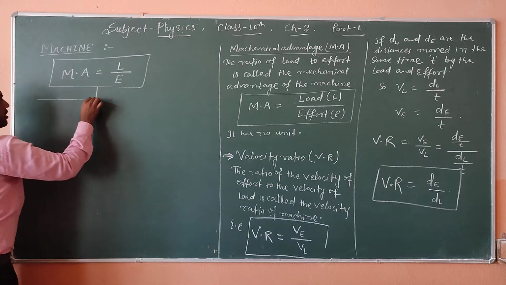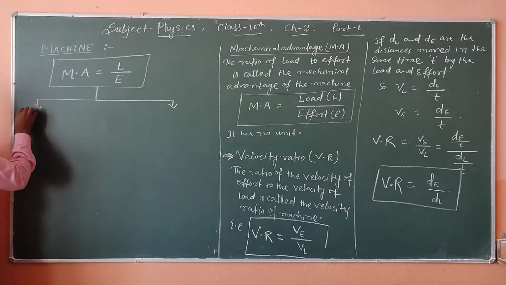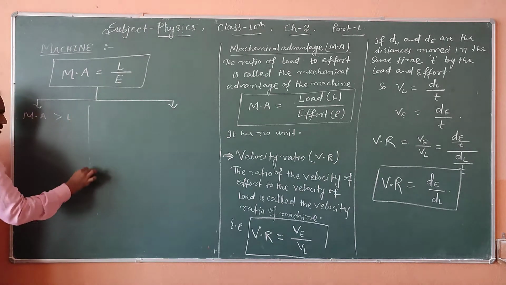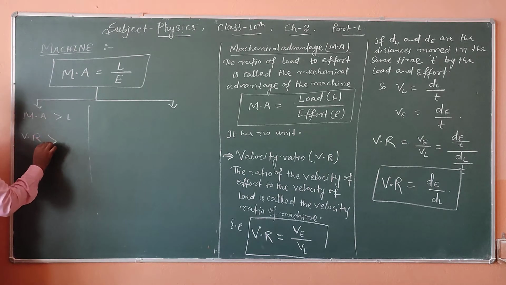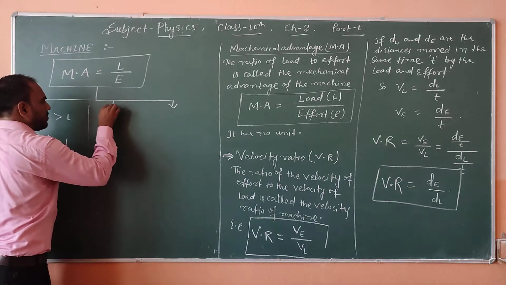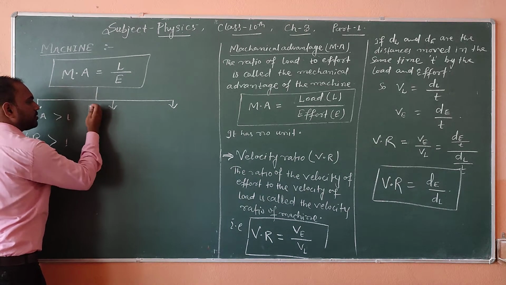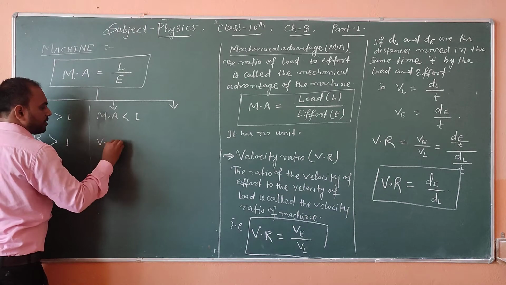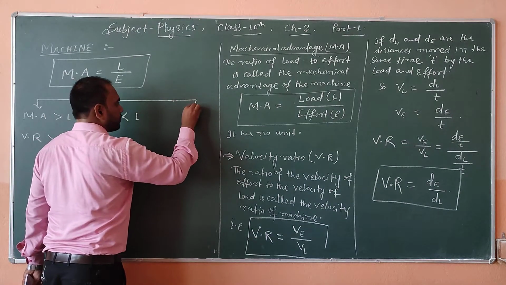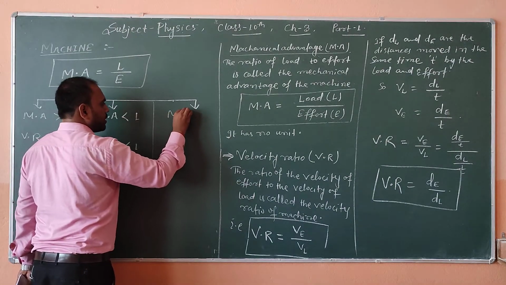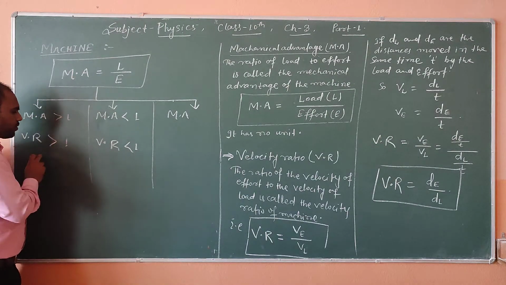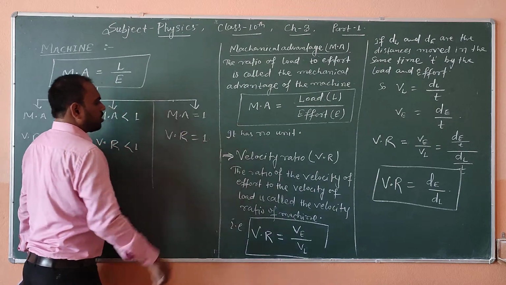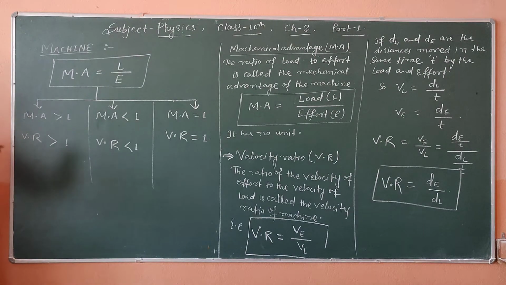The first case is that mechanical advantage might be greater than 1. I am taking another point also, velocity ratio greater than 1. The second case is that mechanical advantage is less than 1, and velocity ratio will be less than 1. I will explain later why velocity ratio will be less and why greater. If mechanical advantage is equal to 1, velocity ratio will be equal to 1. Then I will classify the types of machine.